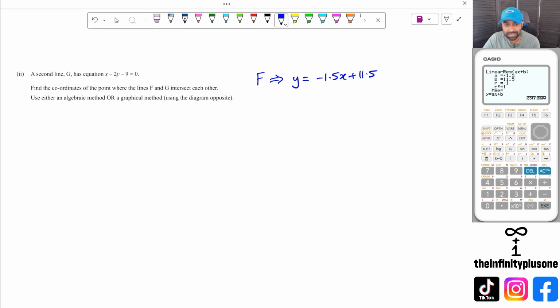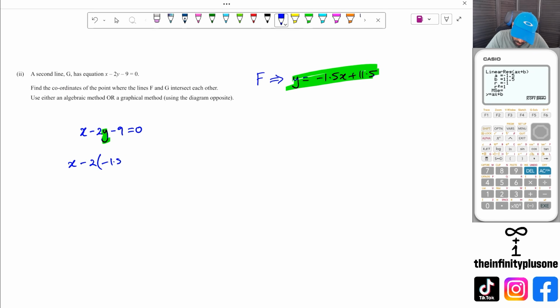And this one is nice and simple because all you have to do is substitute. So I'm going to do substitution here, because if you look at equation g, that is x minus 2y minus 9 is equal to 0. And I already know what y is equal to, because this entire thing is equal to y. So I'm going to have x minus 2 times (negative 1.5x plus 11.5) minus 9 is equal to 0. Expanding the brackets, I've got minus 2 times this, minus 2 times 11.5. Negative 2 and negative 1.5, that's going to be plus 3x, plus 23 minus 9 equals 0.